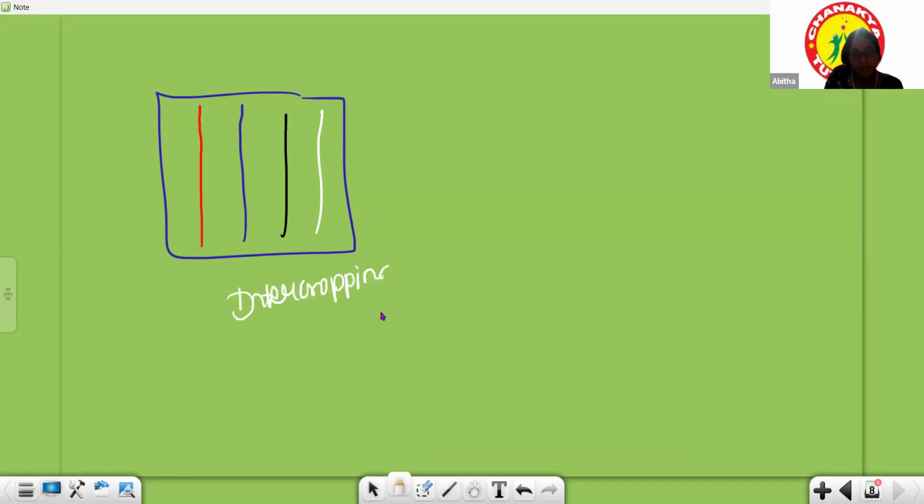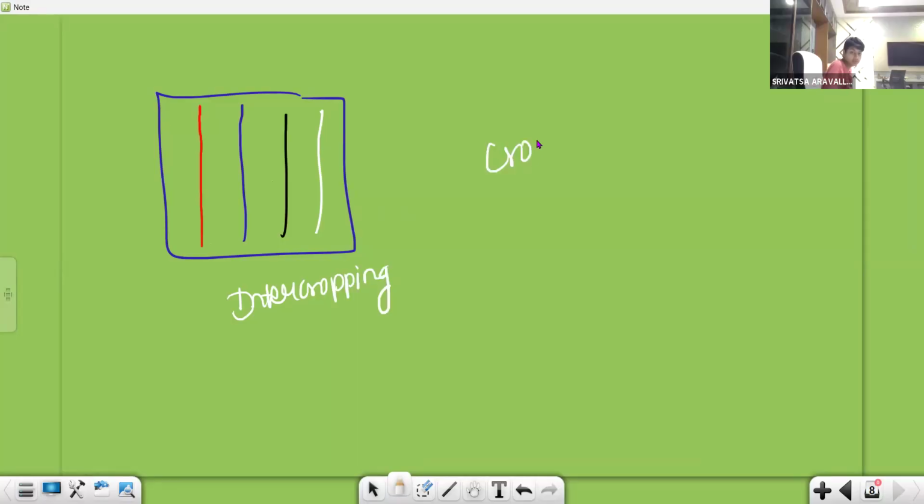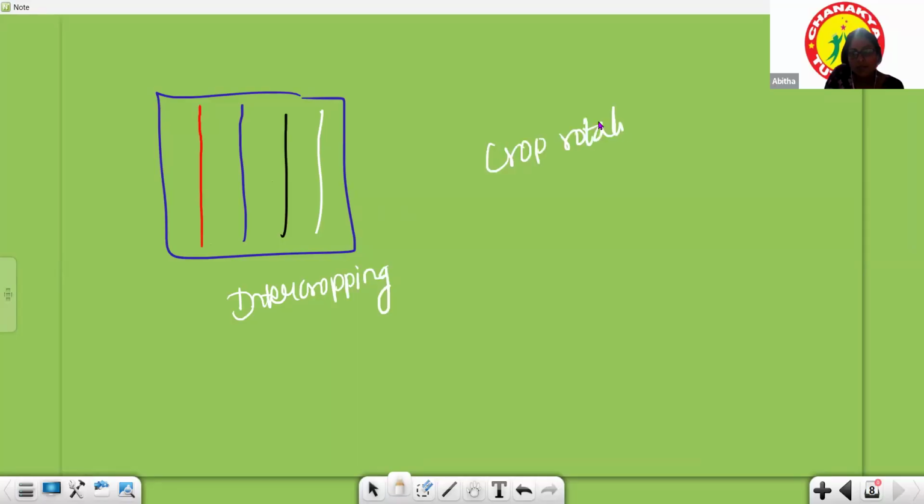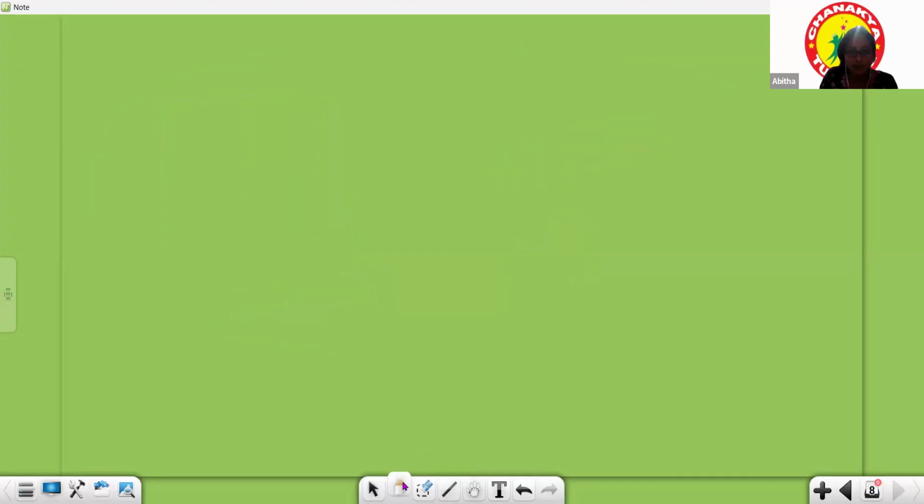And next one, crop rotation. What does crop rotation mean? Nowadays we are following this. First you sow one type of crop for a period, then another type of crop for the next period. In a particular period you sow one kind of crop, like in winter you sow some crops, in summer some, and in the rainy season some others. That is crop rotation.